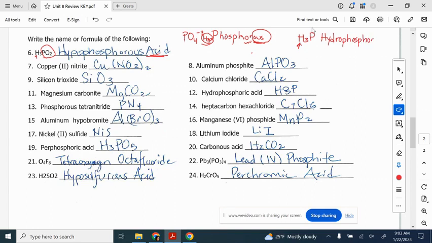And then you're going to add the ending ic and then acid. So no oxygen. It's going to start with hydro and it ends in ic. That's only when it doesn't have oxygen. Right. Yep. So you can have a situation like this guy.